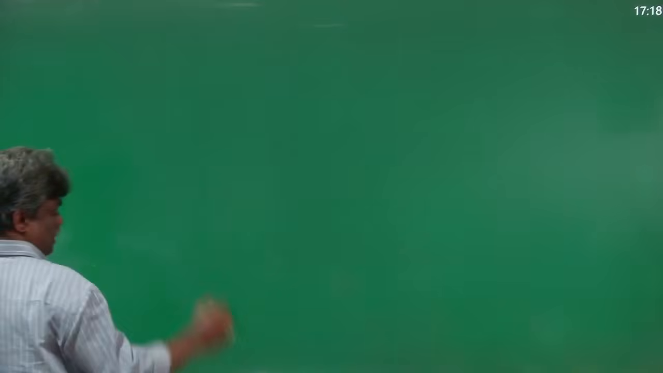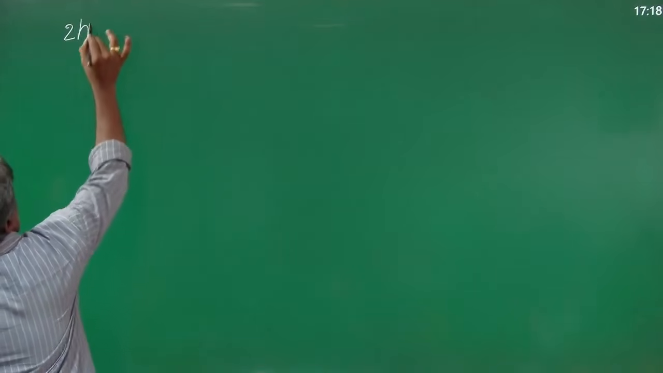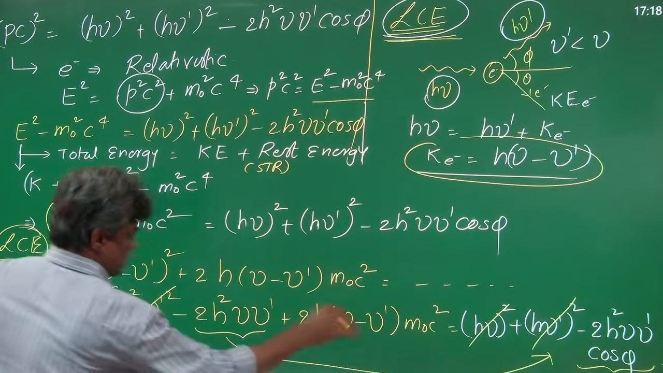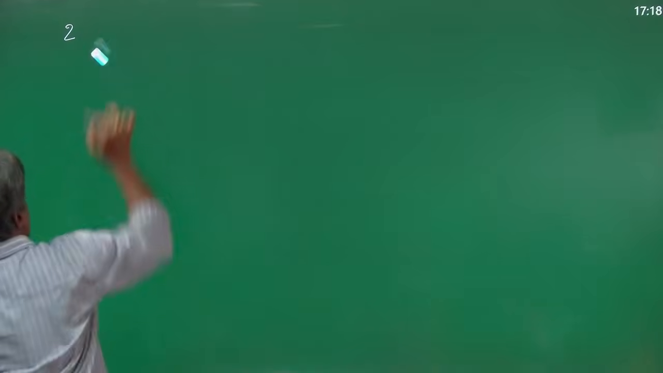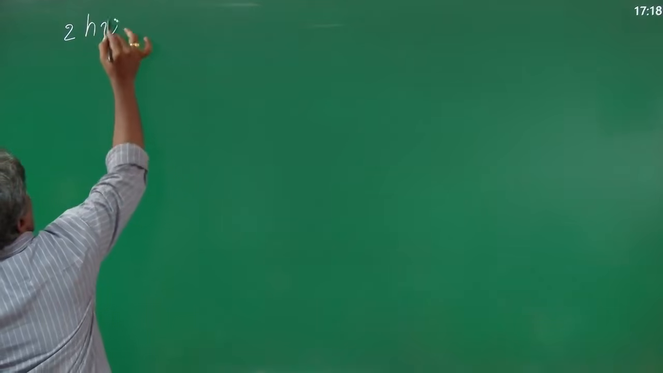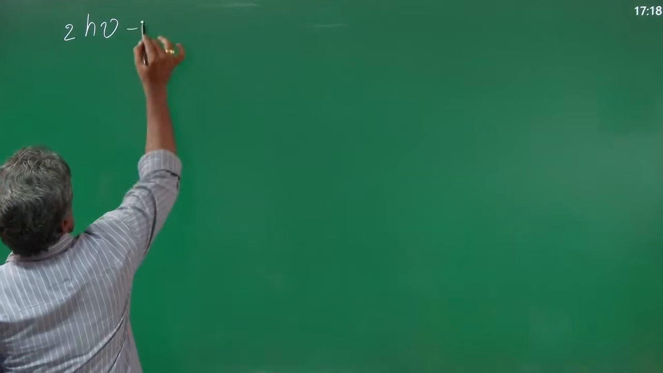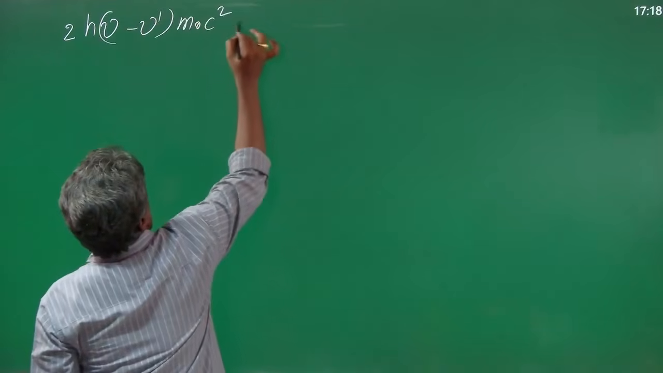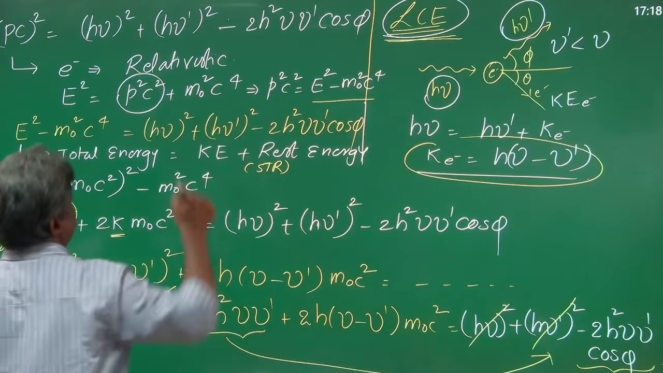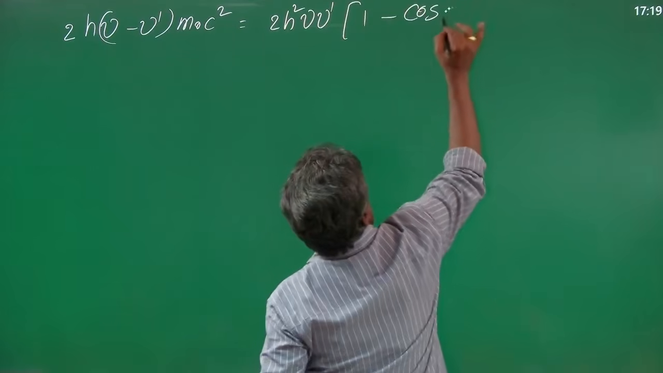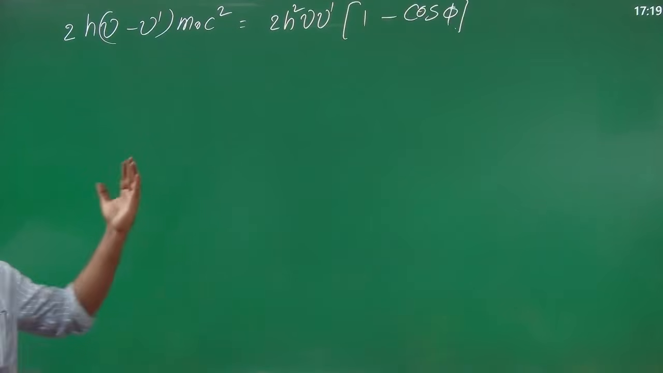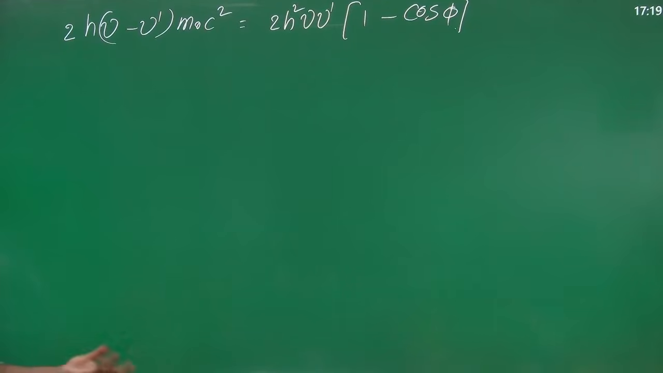Right? So on the left hand side you have 2h square, this term, sorry, h. So please tell me, Amma, what is the term? 2h nu minus nu prime m naught c square equal to, I think you bring this term that side, then it is positive, 2h square nu prime, take common, 1 minus cos phi. All of you got this? Completed or not completed?